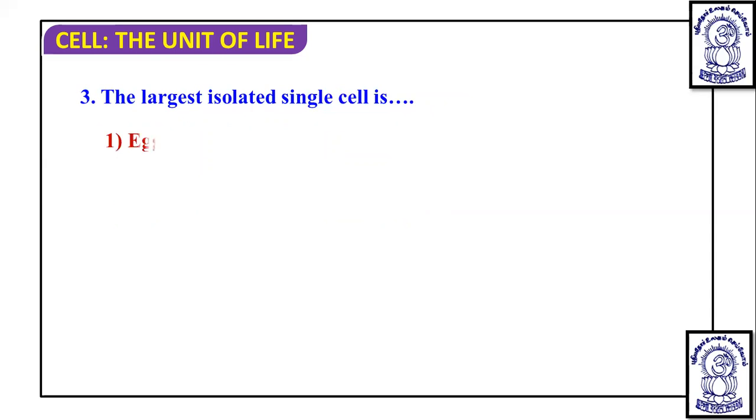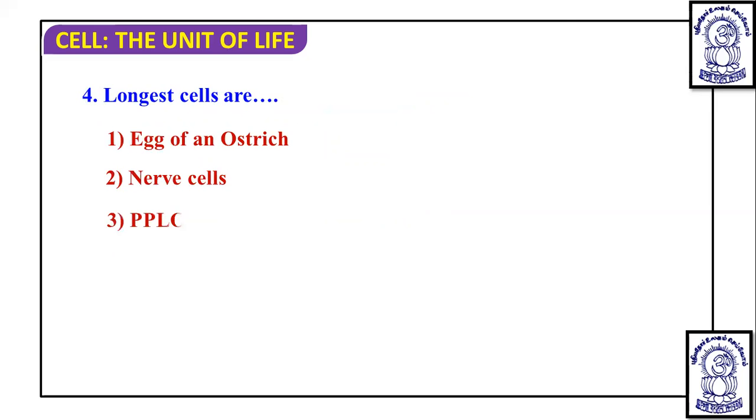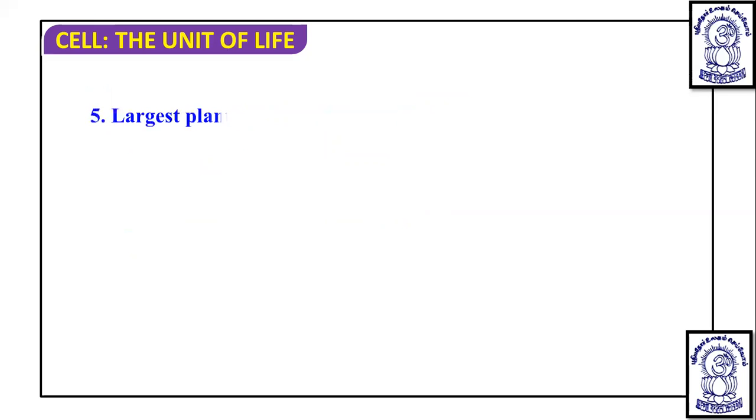The largest isolated single cell is obviously the egg of an ostrich. We will discuss that in a further class. If we talk about the longest cell, it is the nerve cell.